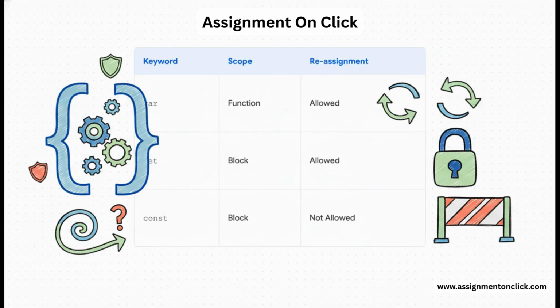Var, on the other hand, is visible throughout an entire function. This can cause some nasty surprises where a variable kind of leaks out and messes with something you didn't mean it to. It's a classic gotcha. And of course, as you can see, you can always change what's inside a let or var box, but a const box, once you put something in, it's locked.